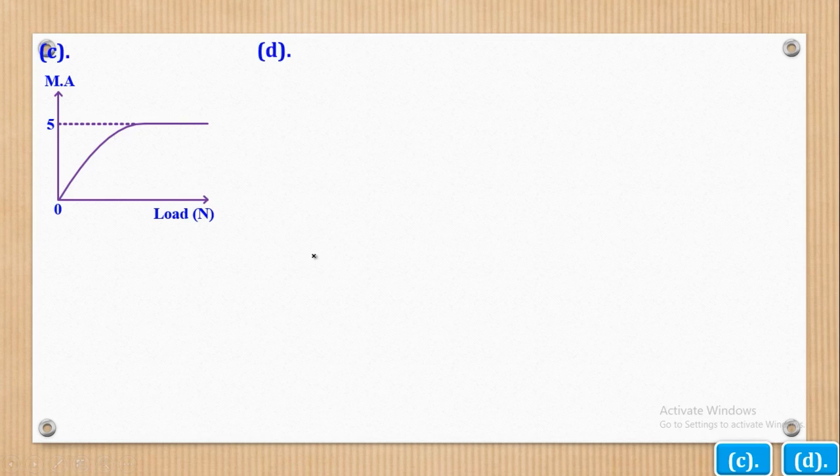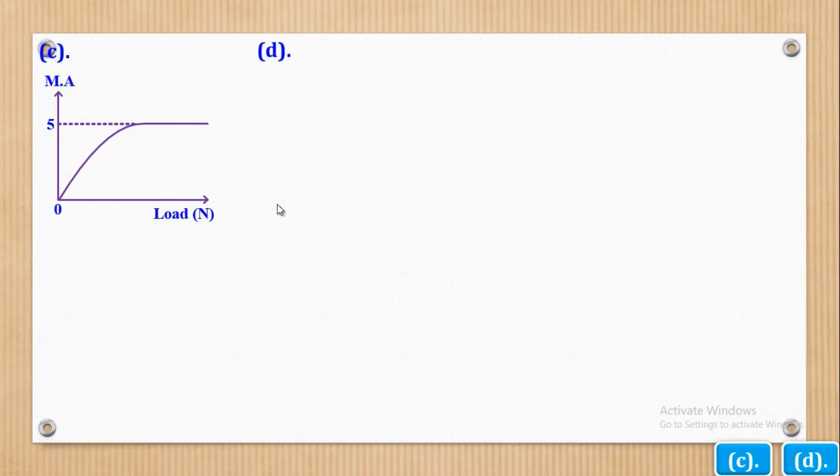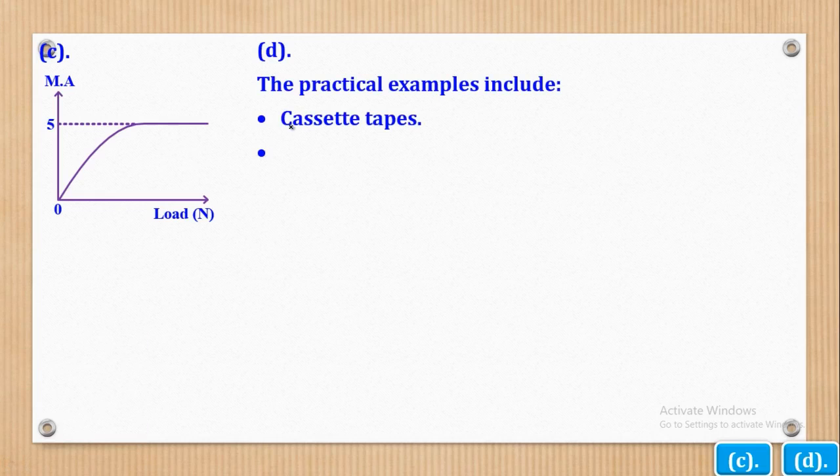So that was part C. Now we shall go to part D. So part D says, give 2 practical examples where pulley systems are used. So one, we have cassette tapes. They are used in cassette tapes.